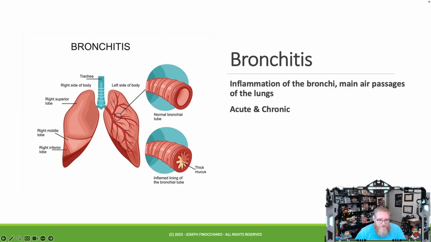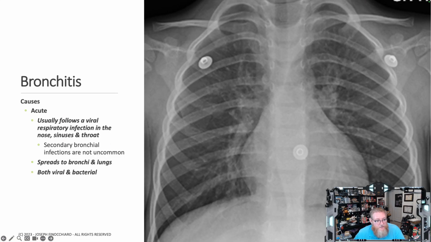Bronchitis is an inflammation of the bronchi, the main air passages of the lungs. It comes in both an acute and chronic form. The cause of acute bronchitis is usually a viral respiratory infection that affects the nose, sinus, or throat. Secondary bronchial infections are not uncommon. These infections then spread to the bronchi and lungs, and there are both bacterial and viral causative agents for this type of situation.